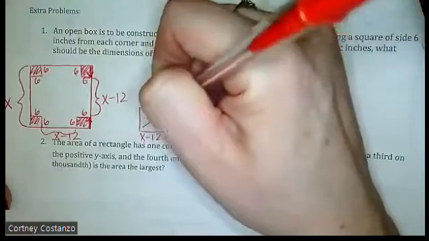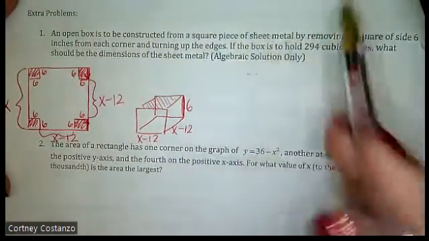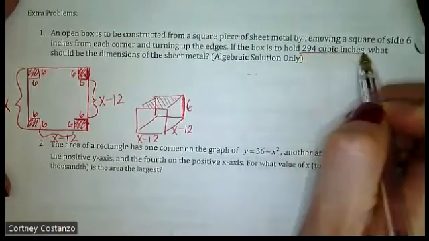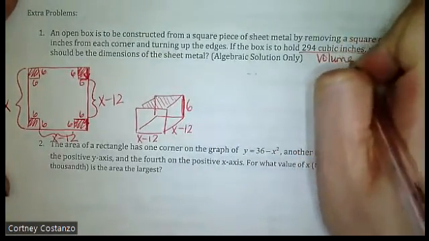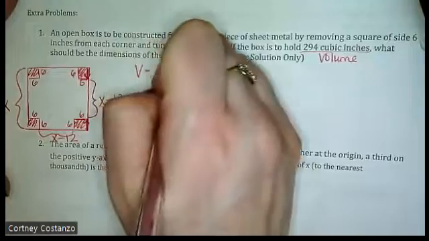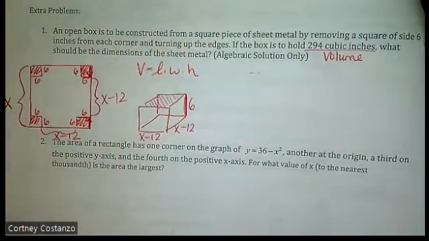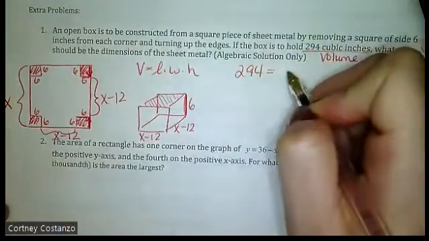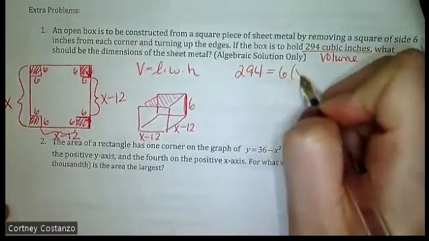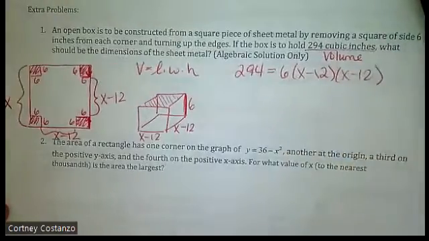There's no lid, which isn't super important in this example because it is going to hold 294 cubic inches. 294 cubic inches is telling us a volume measurement. Volume is length times width times height. So I actually really don't care that there's no lid. If the volume is 294, and it says length times width times height, that's 6 times x minus 12 times x minus 12.